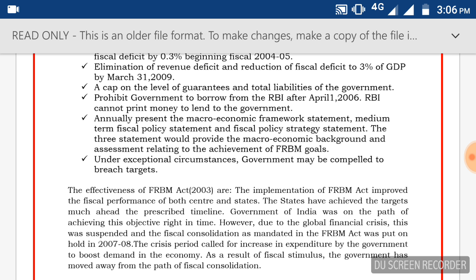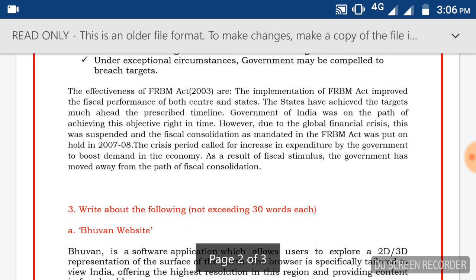So kindly define, friends, what is macroeconomics, what is the fiscal policy statement, and what is the fiscal policy strategy statement. And under exceptional circumstances, that means if the situation is out of hand, then in this case the government may be compelled to breach the targets that have been set by the FRBM Act. Now how effective was it? So the effectiveness of the FRBM Act is as follows.